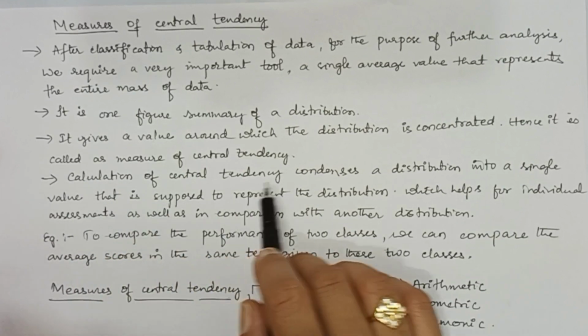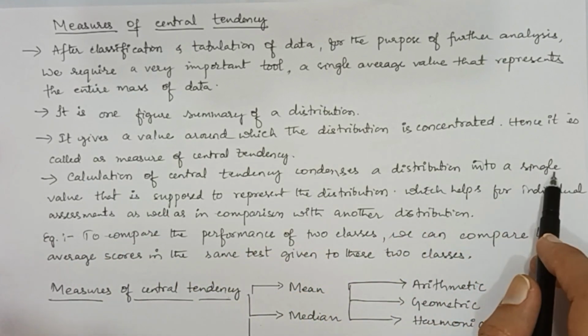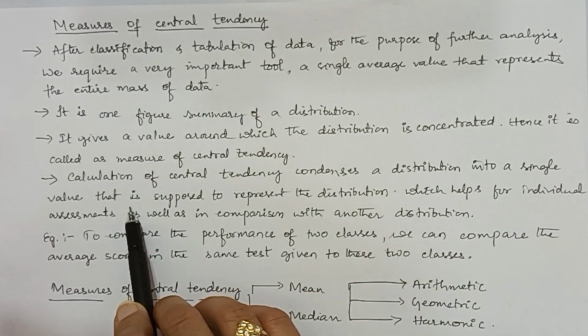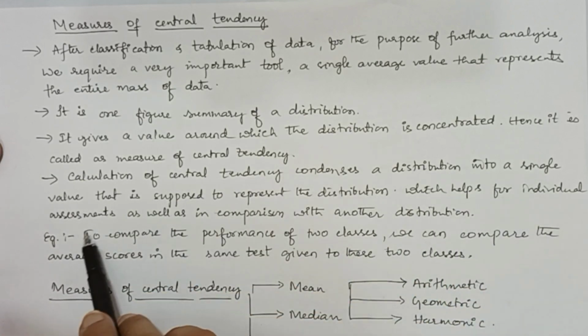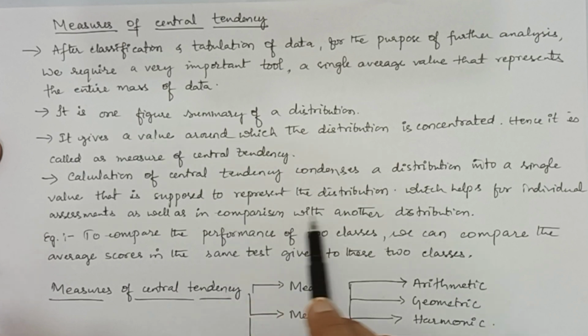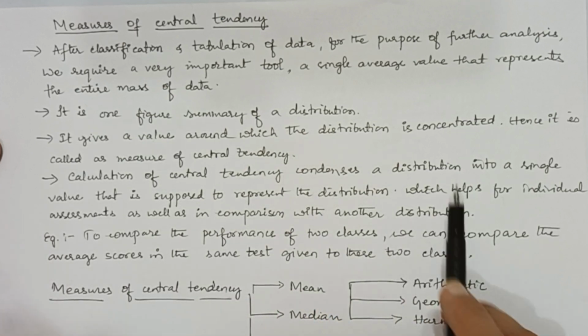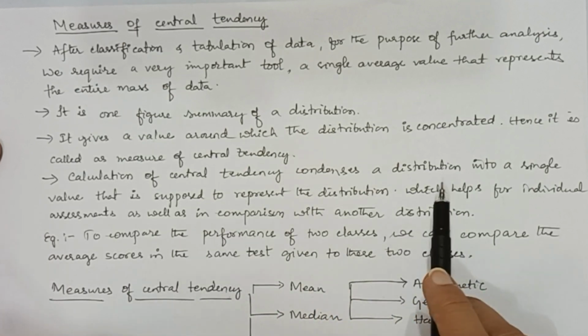Calculation of central tendency condenses a distribution into a single value that is supposed to represent the distribution, which helps for individual assessment as well as in comparison with another distribution. This is the importance of finding the center value.